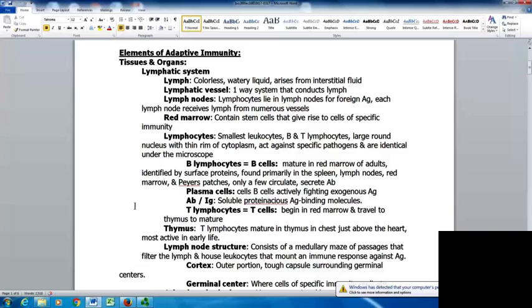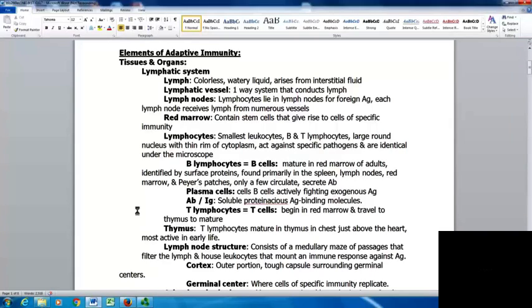B lymphocytes or B cells are going to mature in the red marrow of adults. They're identified by surface proteins that are found primarily in the spleen, lymph nodes, red marrow, and the Peyer's patches. Only a few of these are going to circulate and secrete antibody. Your plasma cells are going to be B cells that are actively fighting exogenous antigens. Your antibody or immunoglobulins are soluble proteinaceous antigen binding molecules.